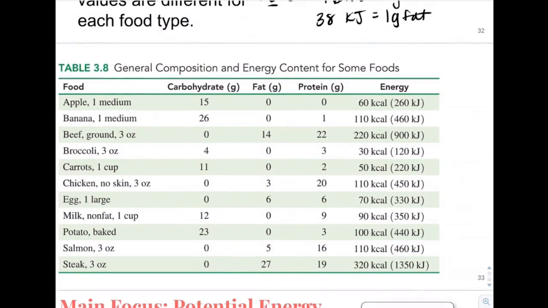So, looking at some foods' breakdown and the energy that you get from them based on how many grams of each thing. These numbers come from using these conversion factors. So this would be 4 kilocalories equals 1 gram, and they took the 15 grams and multiplied it by 4 kilocalories to get that 60 kilocalories there.